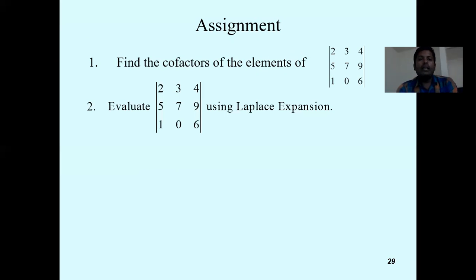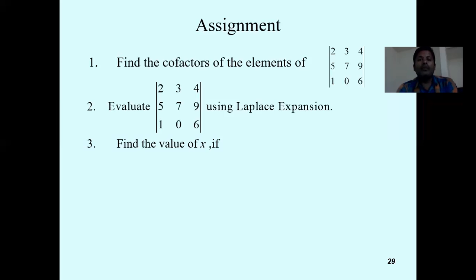The second question: evaluate 2, 3, 4, 5, 7, 9, 1, 0, 6 using Laplace expansion. How can we find this using Laplace expansion? It is nothing but finding the determinant. That is, 2 into the remaining 7, 9, 0, 6, where the corresponding row and column are neglected, and the remaining, 3 into 5, 9, 1, 6, and 4 into 5, 7, 1, 0. The signs are plus, minus, plus, using the cofactor, that is, minus 1 to the power of i plus j into the minor of that element.